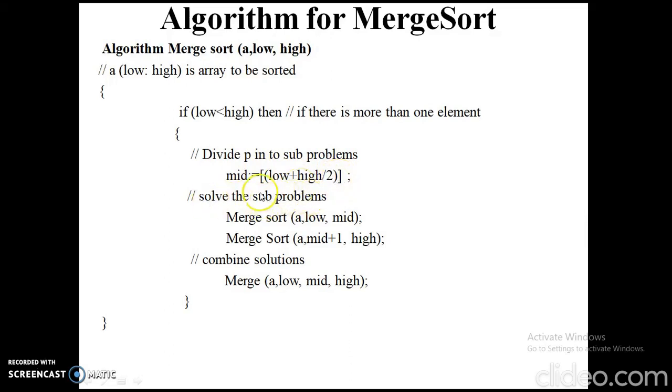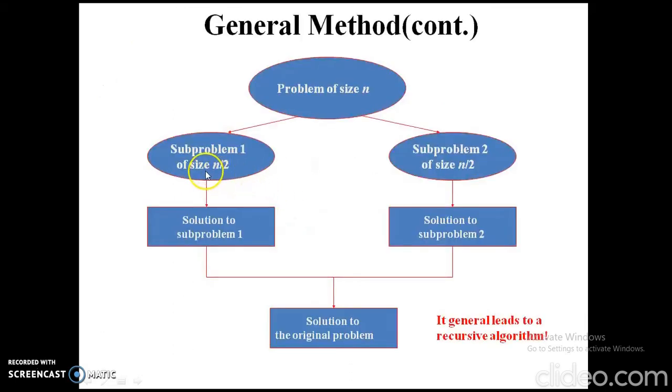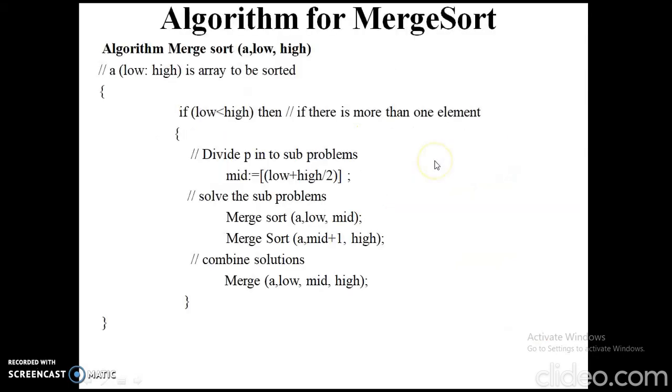And solve the sub-problem. The sub-problems, as I said in the previous slide, are a sub-problem of size n by 2 and another sub-problem of size n by 2. With respect to my array A, low comma high, the first sub-problem ranges from low to mid and the second sub-problem ranges from mid plus 1 to high. I will sort these two sub-problems recursively by calling the same function: merge sort on A, low comma mid, and again merge sort on the second half of the array A, mid plus 1 comma high.